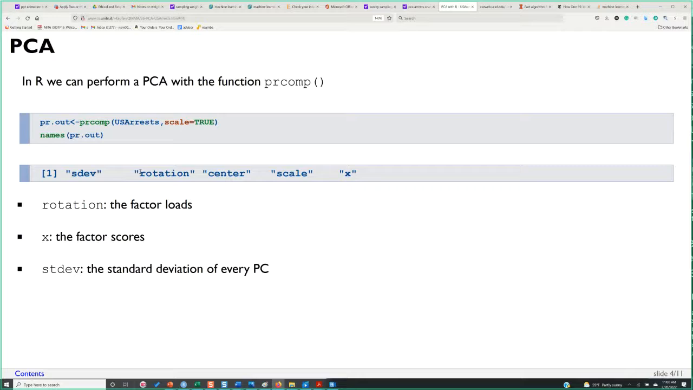Rotation is the same as the factor loadings. That is what the principal component values are. You remember, right? Those are the directions where the maximum variance is explained. The next one is perpendicular to that. That is the direction by which the next maximum variance is explained, and so on. And the scores are stored in x. So if I want the factor scores, I have to go to x. Standard deviation is defined the usual way.